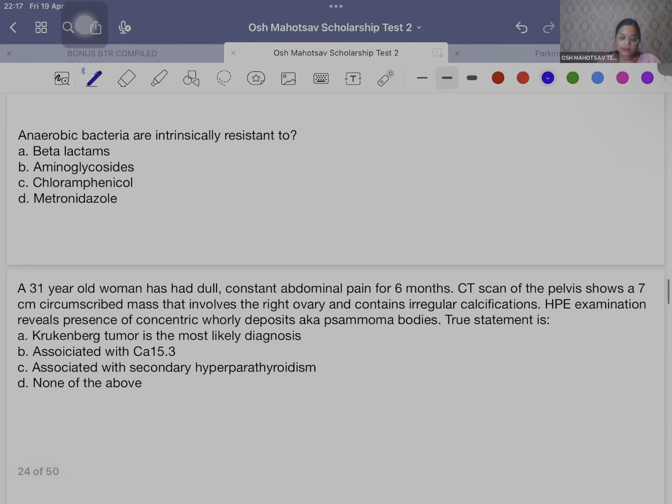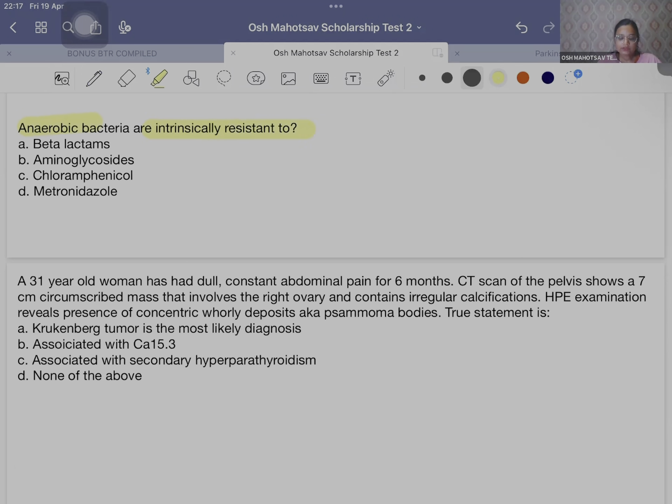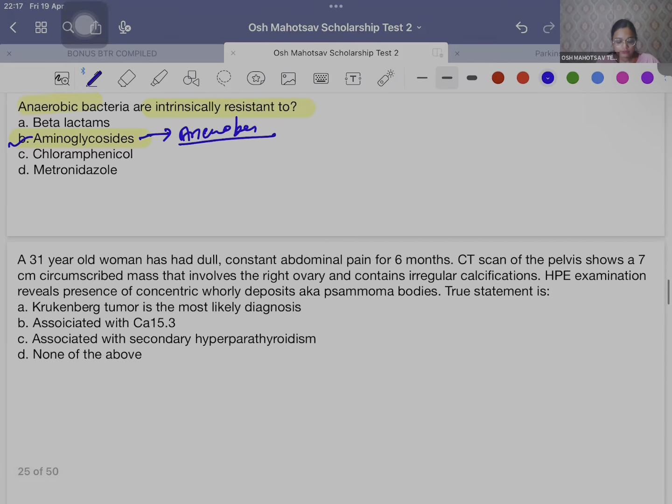Next is: anaerobic bacteria are intrinsically resistant to which drug? Aminoglycoside. Okay, aminoglycosides will not work on the anaerobes. Okay, so the answer is aminoglycoside.